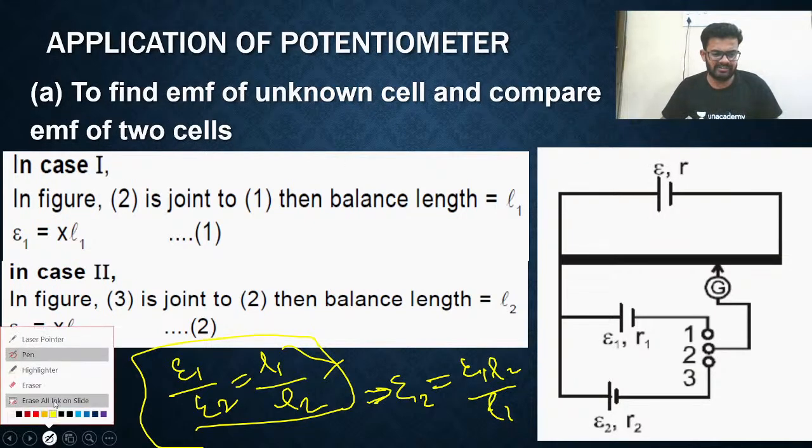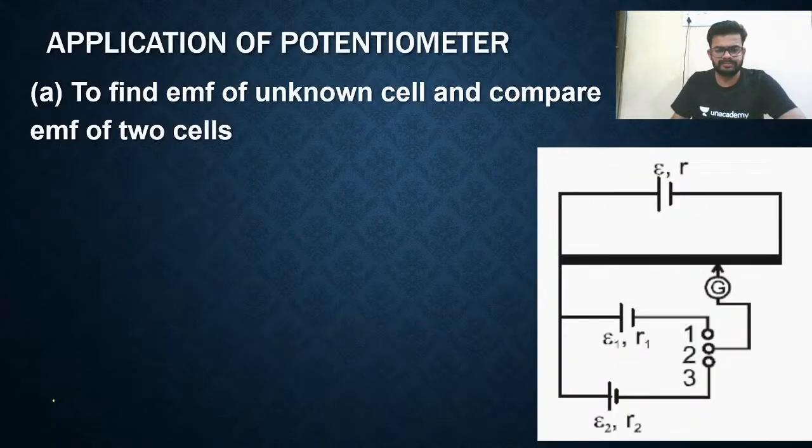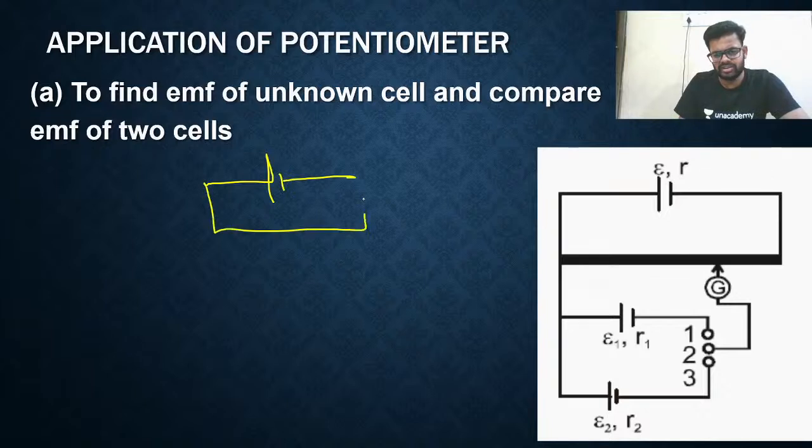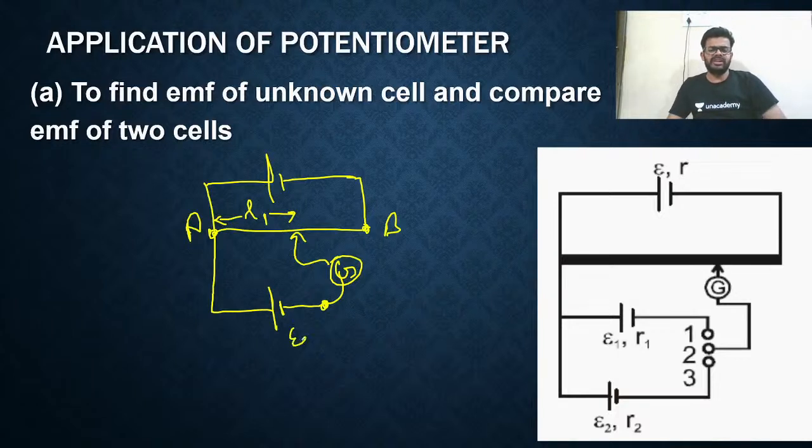If you did not understand, once again I am explaining in short. Listen. Let's say I have a primary circuit. This is the potentiometer wire A and B. Now I am just using one cell, that is E1. This is the galvanometer and this is the jockey. I'll move the jockey and find the length L1 where the deflection in the galvanometer is 0.